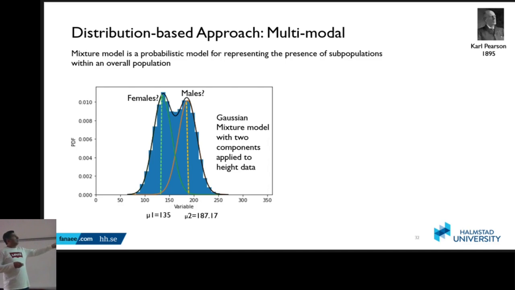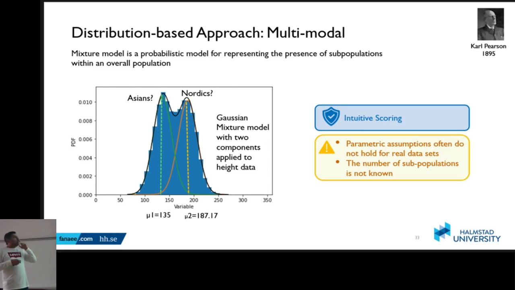So look at this example. If we fit a Gaussian mixture model with two components to the same data set, you will have this result. I will give you the data set, and you can do experiments with that. So then you find two modes. Now you find the parameters of two distributions. This can be males or females, we don't know, or Nordic or Asian, we don't know. In the data, it's not specified which data item belongs to which group. But from the peaks, we notice that there should be two subpopulations in the data.